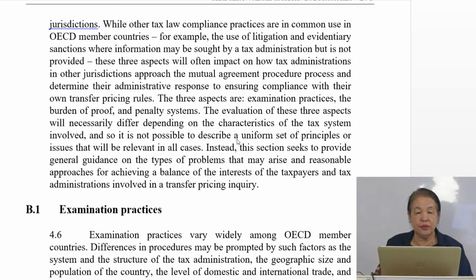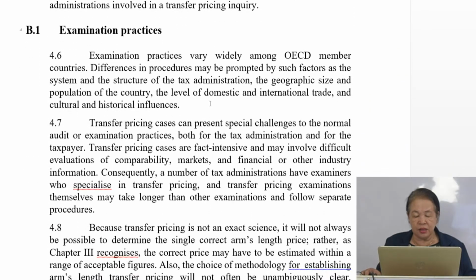That's why this OECD transfer pricing guidelines, as I told you, is designed for both the taxpayer and the tax administration, no? To be fair to both of them, so that the taxpayers who will be subjected to transfer pricing audit also know the rules and principles that should be followed to observe the due process requirement of our Constitution. No? So for these examination practices and other topics, we will continue next, no?